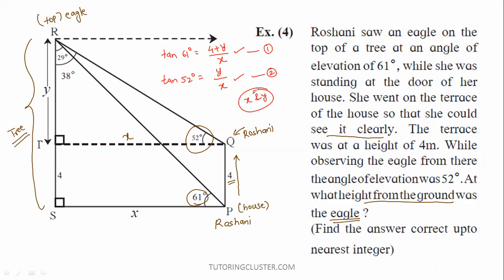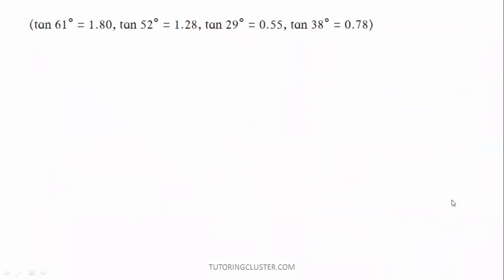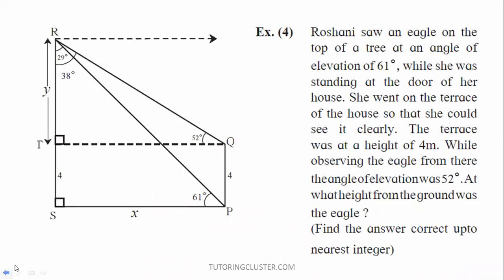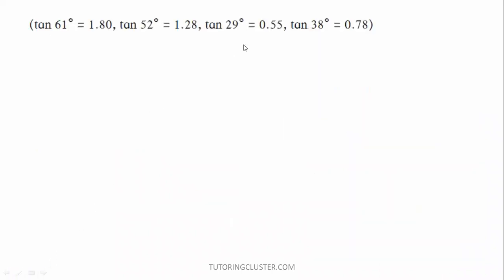Okay, so please try this, and in case you are not able to solve it, ask me. Tan 61 is given to you, and tan 52 is also given. So there are two equations and two unknowns. You can get the height of the tree easily. Right? Now let us see the next question.